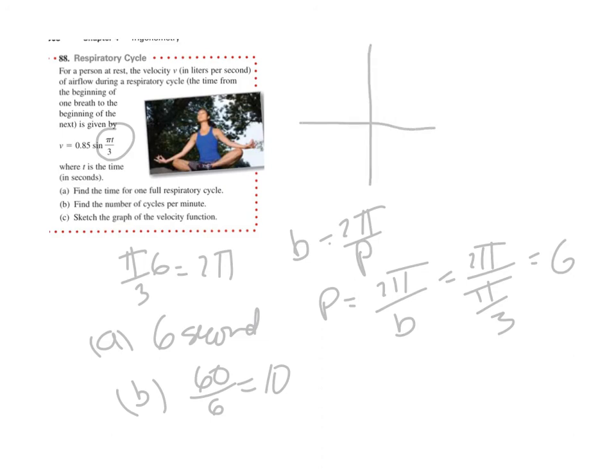It doesn't have any phase shifts, so we don't have to worry about that. It just goes back and forth. The highest it goes is 0.85, and the lowest is negative 0.85. The time for one complete cycle is 6 seconds. So there's the sketch of the graph.